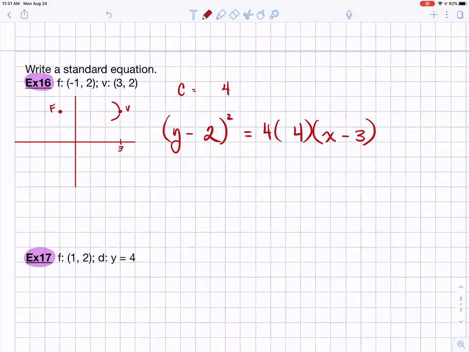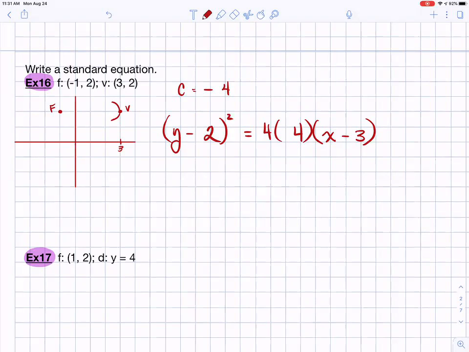My C value should be negative. Let's go back to where you gave me the C. Let's put a negative in there. My C value is negative.